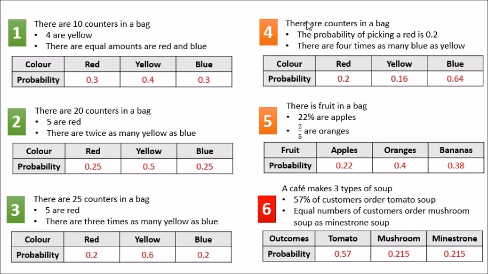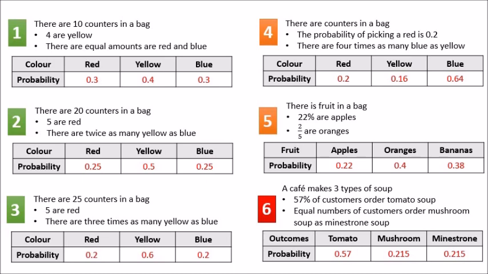Question 4, we're not given the total number of counters in the bag, just that the probability of picking red is 0.2. If the probability of picking red is 0.2, that means the probability of yellow and blue combined must be 0.8. So if there are 4 times as many blue as yellow, 4 blues for every 1 yellow, that's 5 in total. So if we share that 0.8 by 5, we get 0.16.